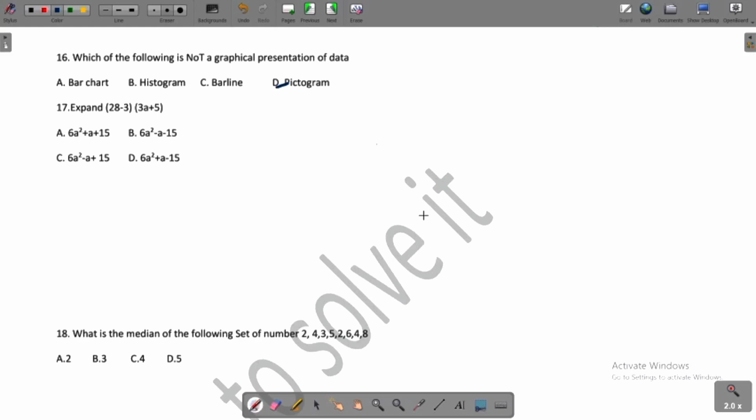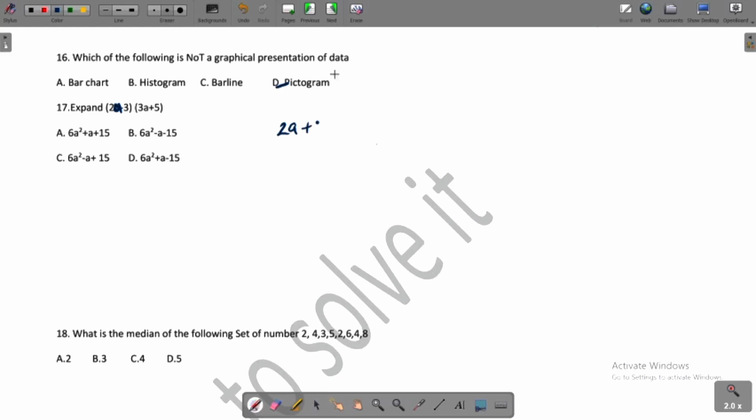Expand 2a minus 3 multiplied by 3a plus 5. So this is not 28, this is 2a. 2a minus 3 multiplied by 3a plus 5. So to solve this, bring it out here.